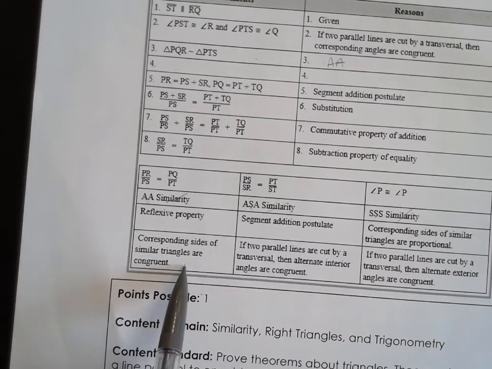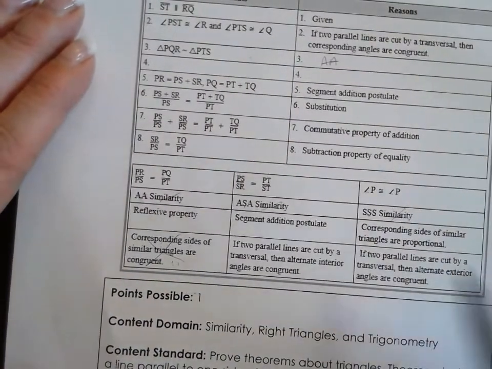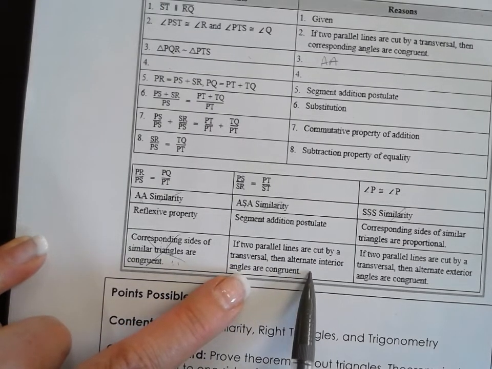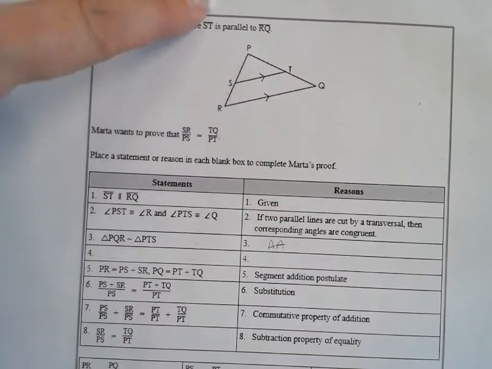Is there anything about corresponding sides of similar angles being congruent? No, that's why they're similar, so that's not even true. Okay? If two parallel lines are cut by a transversal, then alternate interior angles are congruent, yeah, that's true. But what do we have going on here? Do we have alternate interior angles?